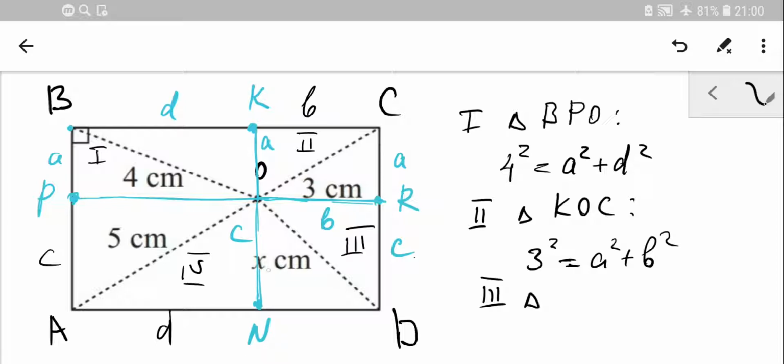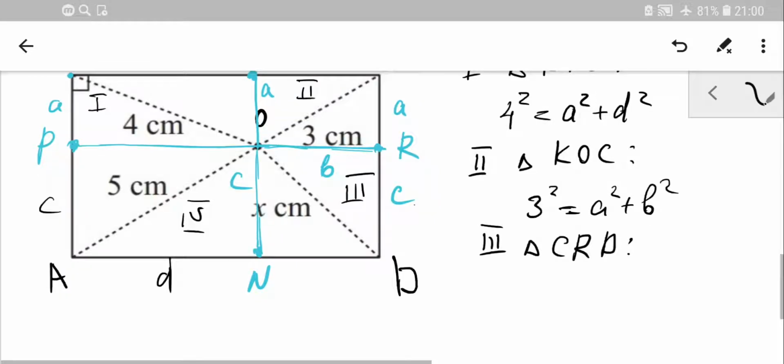Okay, so third triangle, well, actually x we need to find. So that's triangle here, and we express x through B and C. So triangle CRD. So from here I can figure out that x squared, the side that we're looking for, or distance that we're looking for, equals B squared plus C squared.